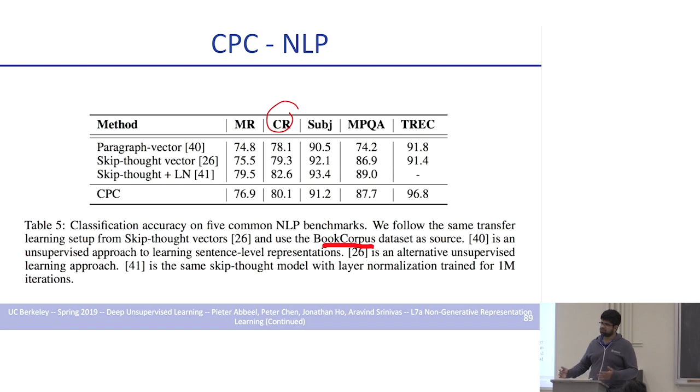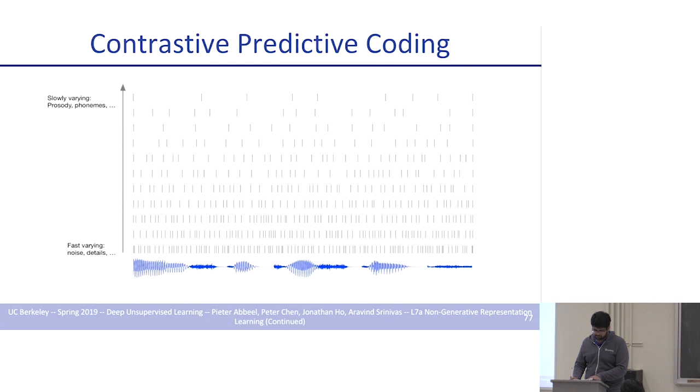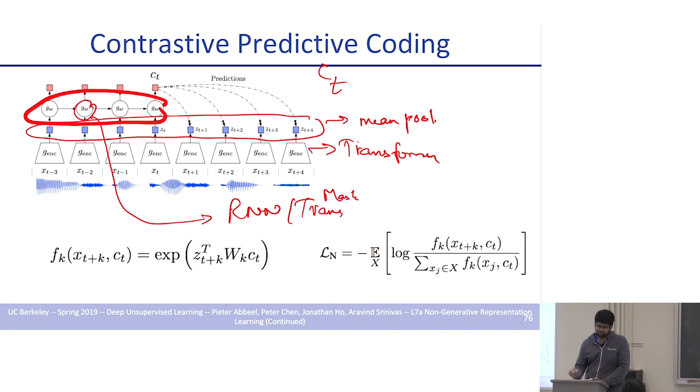Skip-thought vectors actually tried to decode the future sentences, and that got like 82.6, so it's better than CPC. So maybe in language, decoding might be the better choice. But it could be the case that if you use more modern architectures for NLP, for G enc you could use a transformer. And for the GAR, the autoregressive model, you could use an RNN, or you could still use a masked transformer. What I mean to say is G enc could encode one sentence or say hundreds of words. And the high-level GAR could be at the document level.